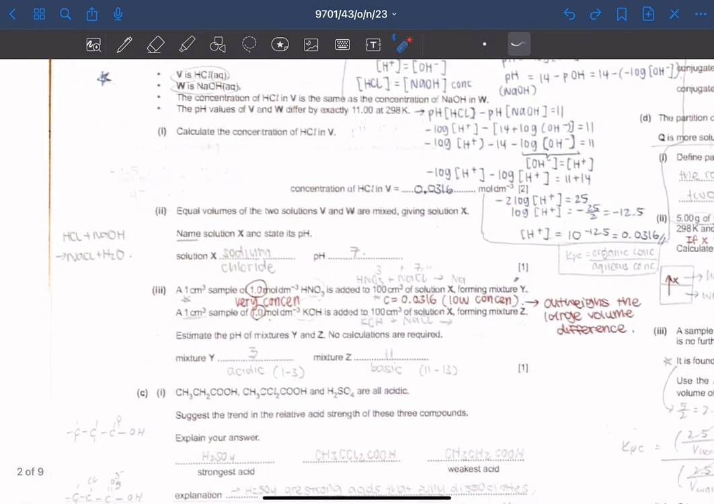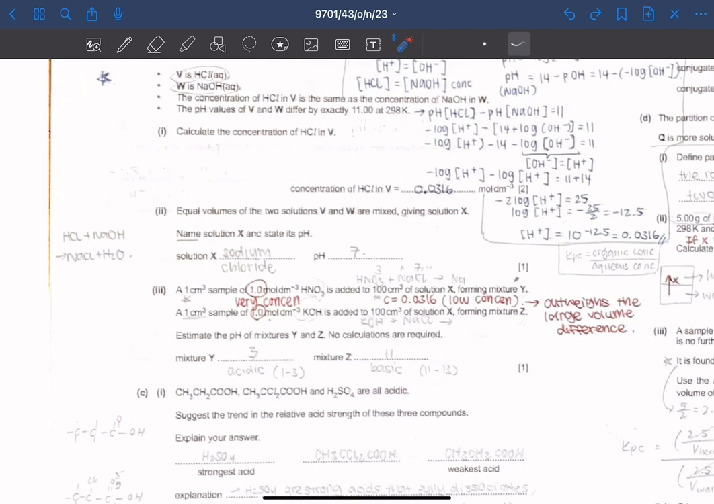Next question, II. Equal volumes of the two solutions V and W are mixed, giving solution X. Name the solution X and state its pH. So HCl plus NaOH forms NaCl plus H2O. Name the solution X. Usually it would ask to name the compound.